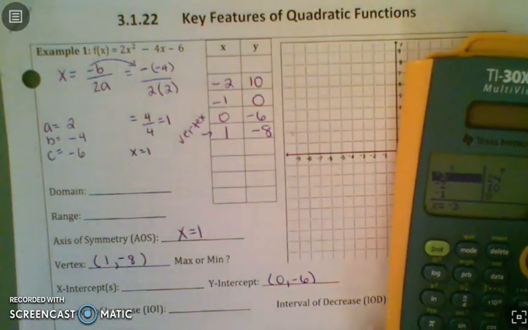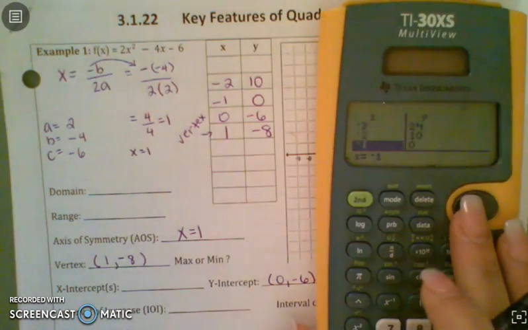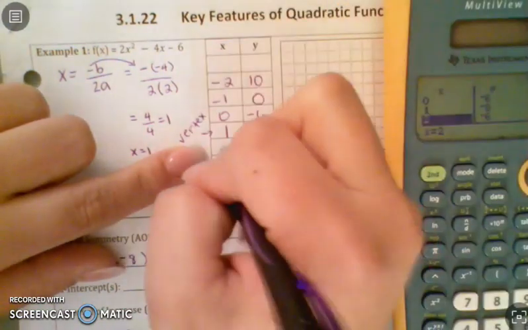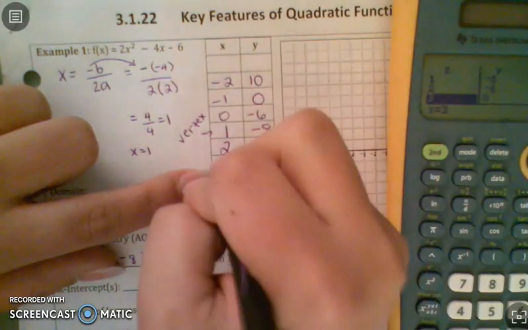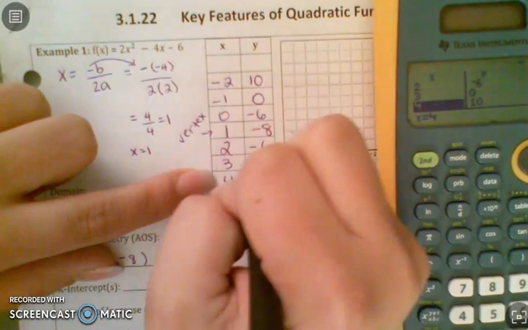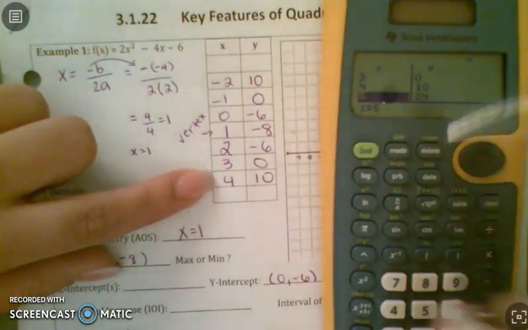That's not going to fit on our table and our graph, so I'm just going to ignore that one. Now I'm going to go back to the other side, and 2 is negative 6, 3 is 0, 4 is 10, and just like before, the next one is 24, so that's not going to fit.